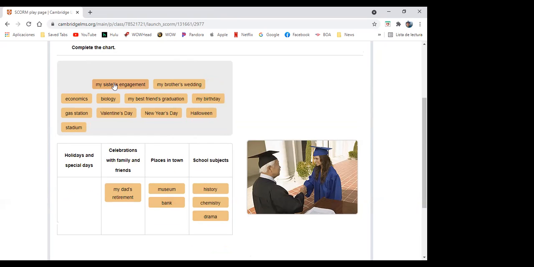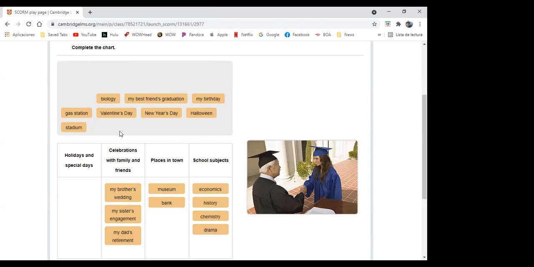Andrea, my sister's engagement. Celebrations with family and friends. Engagement. Yes. Alejandra, my brother's wedding. Celebration with my family and my friends. Andrea, economics. School subjects. Alejandra, biology. School subjects. Biology. Yes. Andrea, my best friend's graduation. Celebration with family and friends.